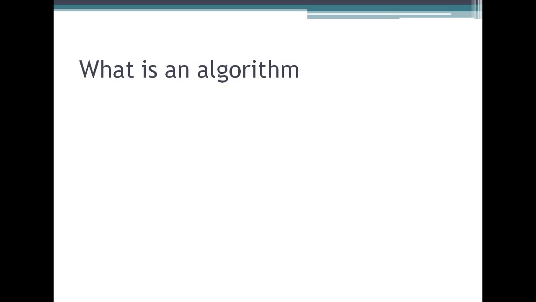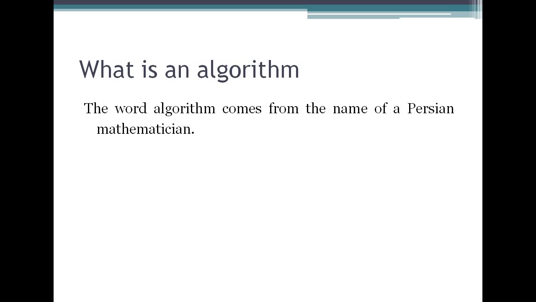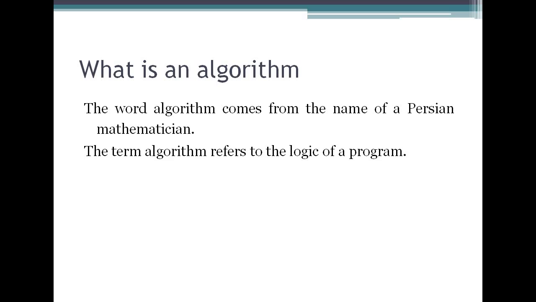Now we'll move on to what is an algorithm. This algorithm is a planning tool which is used by software engineers or analysts when we are in the software development phases. So in planning we are going to use algorithm. Algorithms we are going to draw on paper or we can use some designing tools on the computer. The word algorithm comes from the name of a Persian mathematician. The term algorithm refers to the logic of the program.